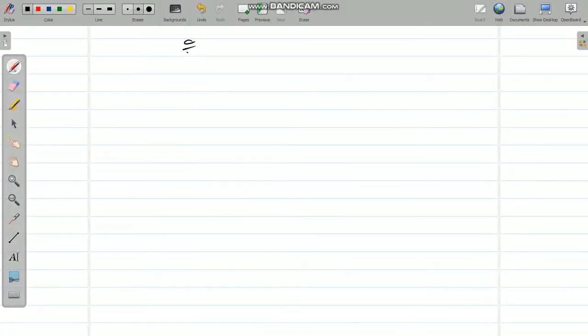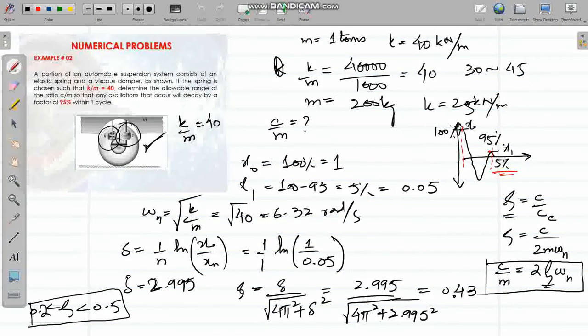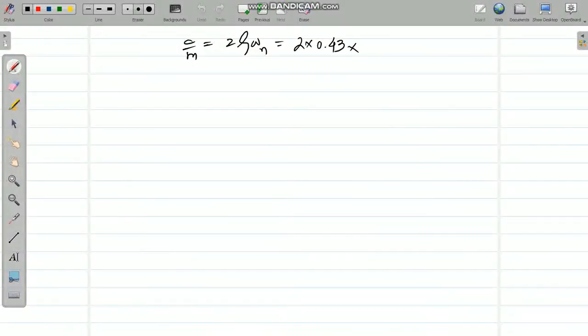So just put C over m is equal to 2 zeta omega n. So 2 zeta is 0.43, and what is omega n? That is 6.32. If you multiply this, you get the value of C over m comes out to be 5.44, and the unit is per second. Clear? Or in other words, because its unit is Newton second per meter per kg, you can use either per second or Newton second per meter per kg.